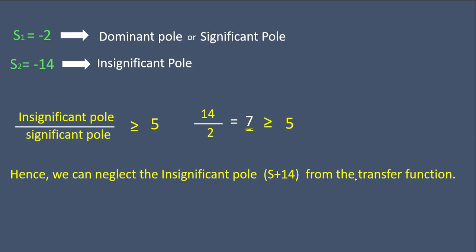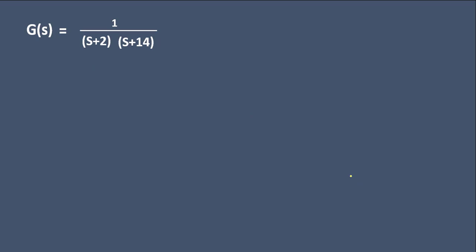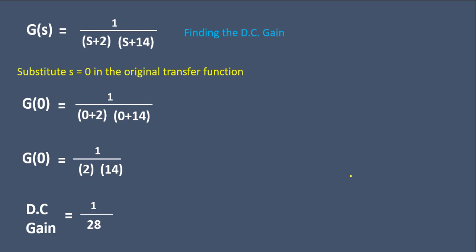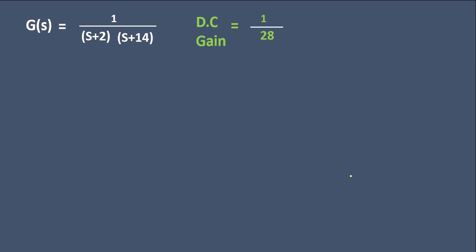Now, as I told you in the earlier lectures, we cannot directly neglect the s plus 14, which is the insignificant pole. First, we need to find the DC gain of the original transfer function. By substituting s equals 0 in the original transfer function, we can find the value of DC gain. So after substituting s equals 0, we will get 1 upon (0 + 2) into (0 + 14). It will be 1 upon 2 into 14. So the DC gain of the original transfer function is 1 upon 28.